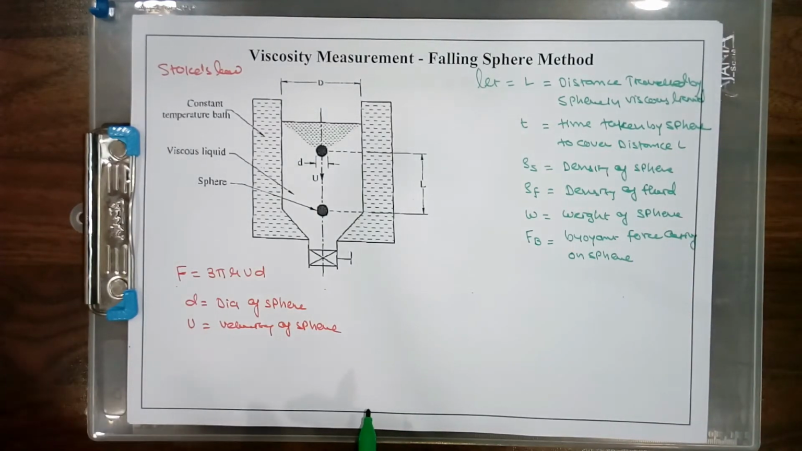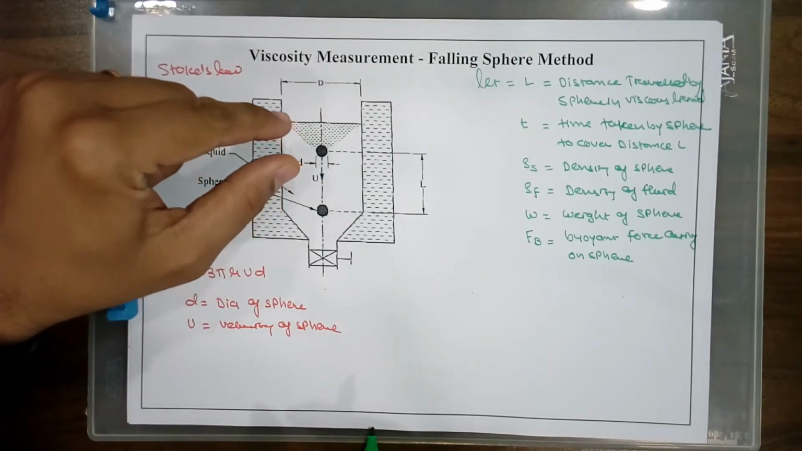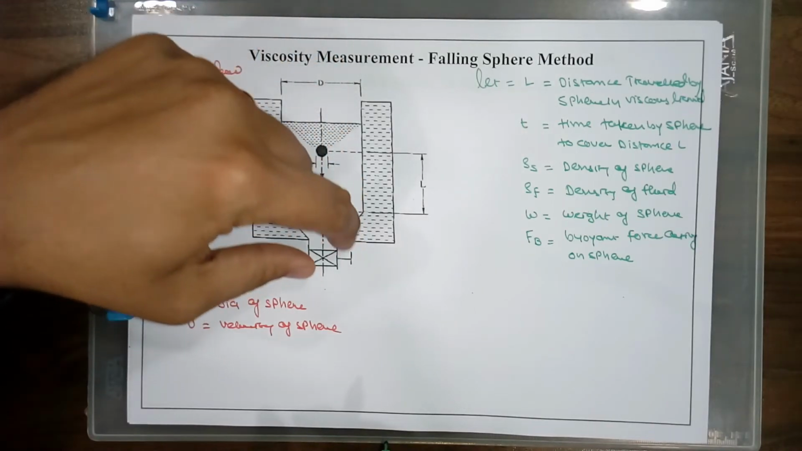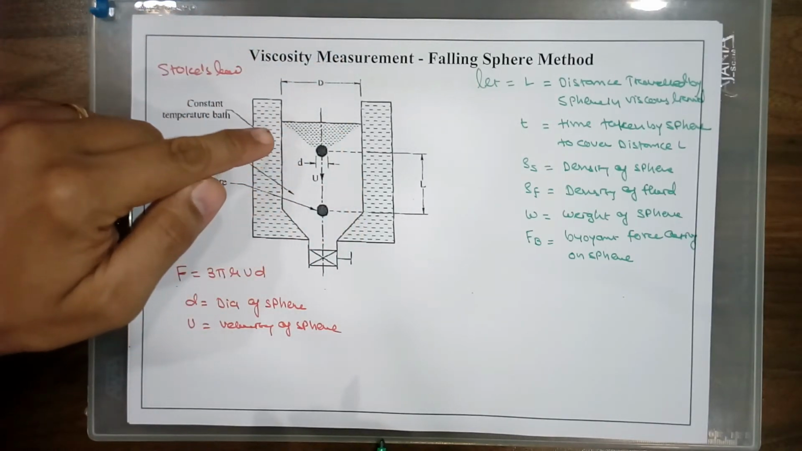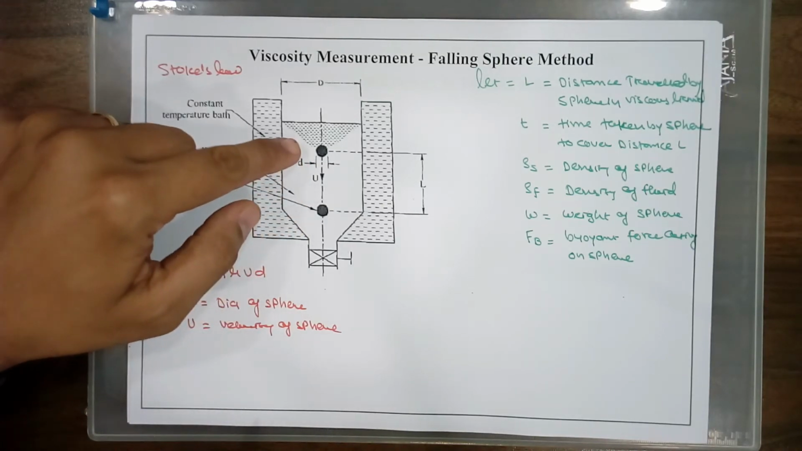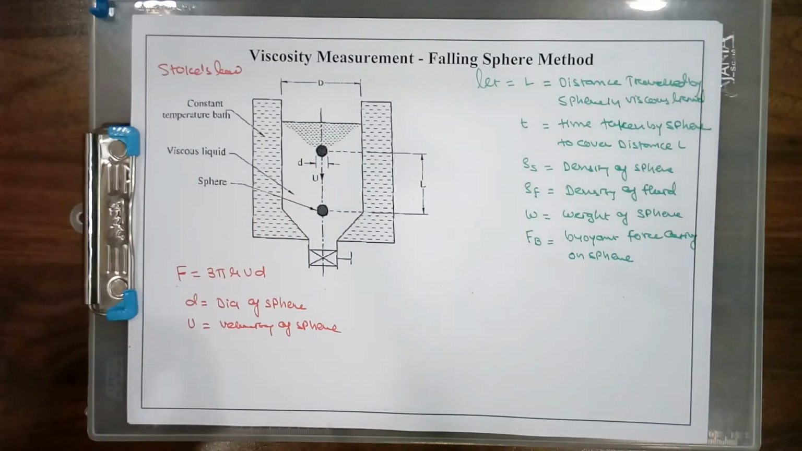Students, here we take a sphere of known diameter and let it fall through the liquid whose viscosity we want to measure. We mark two different points, and the distance between these two points is L. The sphere falls under gravitational force, but after a certain period of time the viscous force becomes predominant, and the buoyant force and the viscous force balance each other. Using that, we can calculate the viscosity.